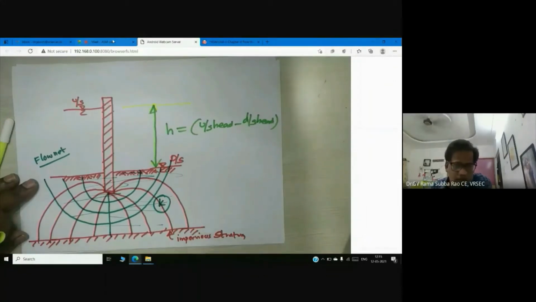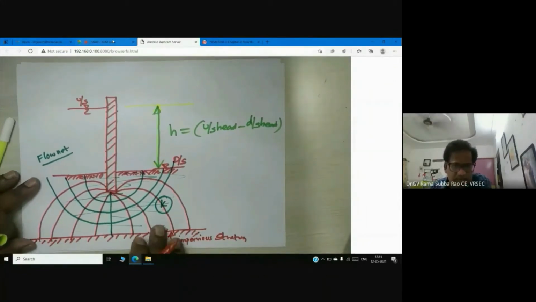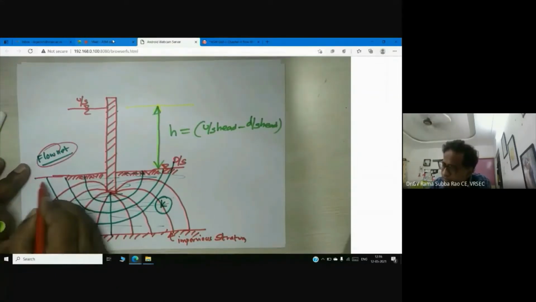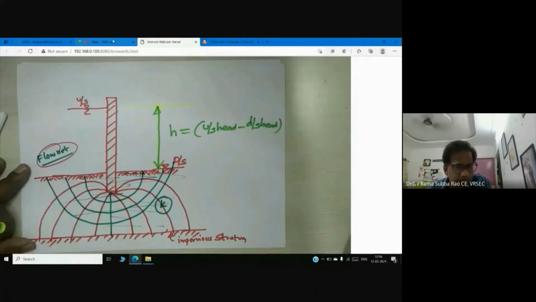Now you can ask me, sir, you are saying it is flow net. Is it really a flow net? Yes, it is a flow net. Why am I saying that? You see here, while I am drawing, the way I have drawn, you see the flow line.